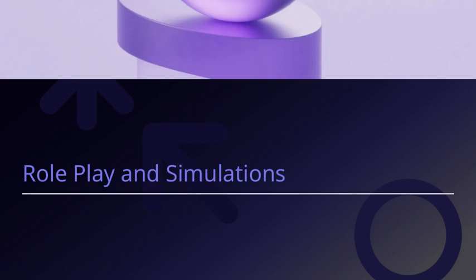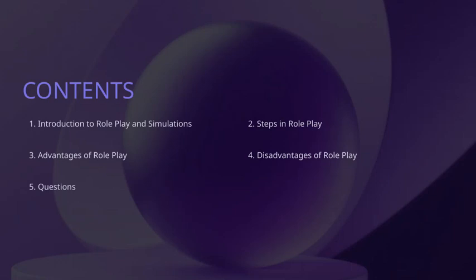Let's get started. Let's take a closer look at the steps involved in role play. This part is crucial because understanding the process helps us to implement role play effectively. First, we start by clearly defining the scenario. This ensures everyone knows the context and objectives. Next, assign roles to participants, making sure each person understands their character and responsibilities. Then, we encourage participants to immerse themselves in their roles, which helps to create a realistic experience.